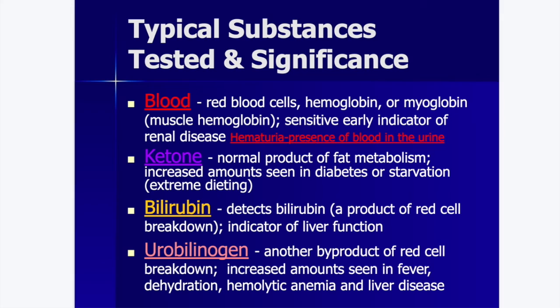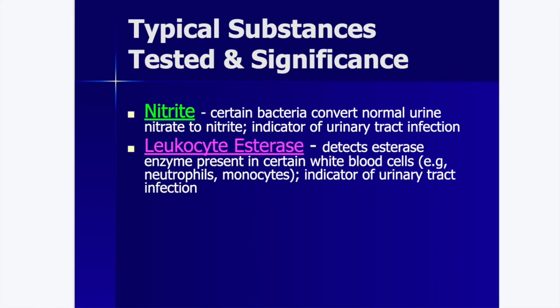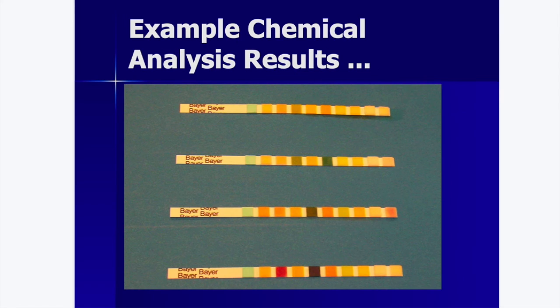Urobilinogen is another byproduct of red blood cell breakdown. Increased amounts are seen if somebody has a fever, is dehydrated, has a condition called hemolytic anemia, or has liver disease. Nitrite will be seen if there's a certain bacteria present that is responsible for converting normal urine nitrate to nitrite. It's also an indicator of a UTI because that's caused by bacteria. And then leukocyte esterase is going to detect the esterase enzyme present in certain white blood cells, and that's another indicator of a UTI or urinary tract infection.